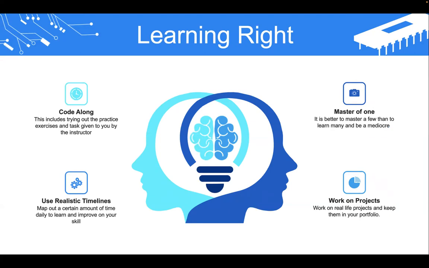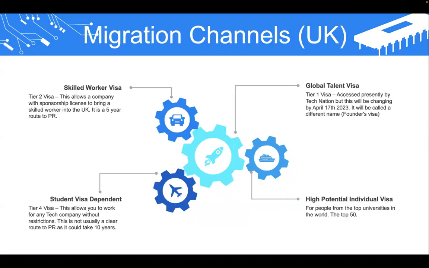Master one thing. It's better to master a few things than learn so many things and be mediocre. Work on projects. There's no way you can say you have learned something until you can do projects on your own. These 4 things are the 4 pillars of learning right. Do them right, and I can assure you, you're on your way to starting that tech career.